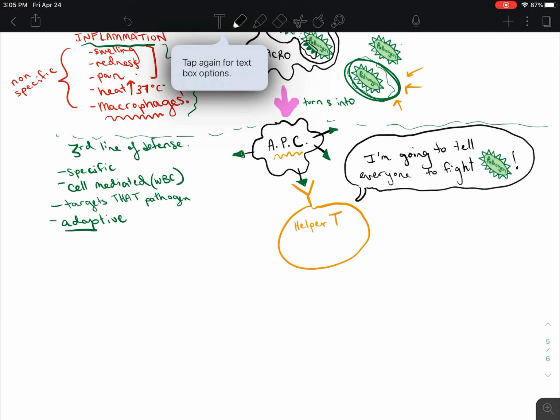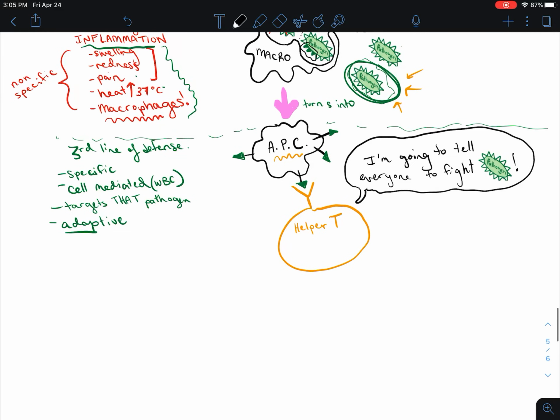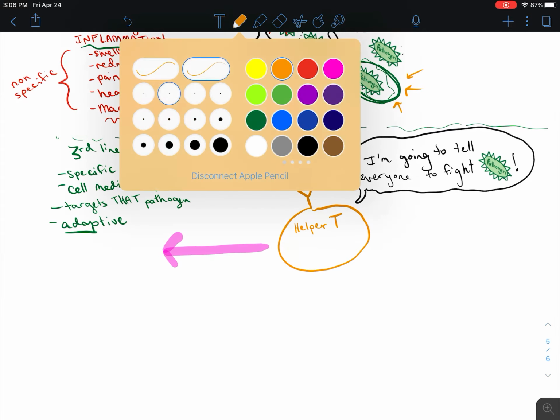Later on, we'll talk about some of these helper T cells. They're going to become a long-term memory for your body as well, so that once your body's fought some pathogens, it can remember them long-term, and we can have a faster response. Okay, so from the helper T cell, actually, I'll tell you why he's called a T cell.